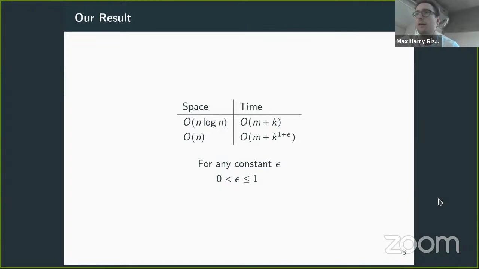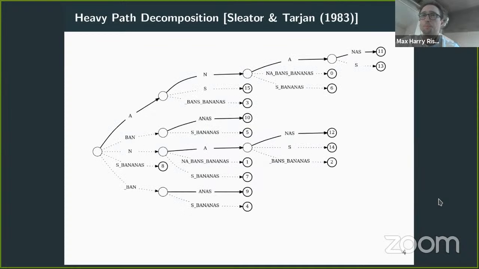We provide 2 trade-offs for this problem. Firstly, we provide an O of n log n space solution, and this has an optimal query time of O of m plus k, where m is the length of the pattern P. And we also provide a linear space solution that has a query time of O of m plus k to the 1 plus epsilon, where epsilon is any constant between 0 and 1. I'll explain both trade-offs, and we'll start with the O of n log n space solution.